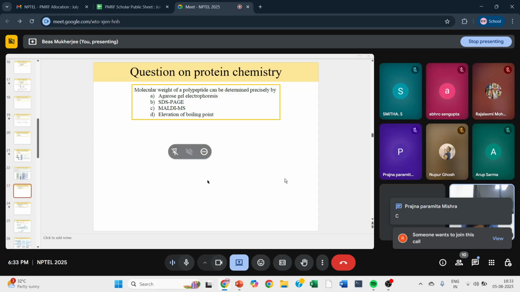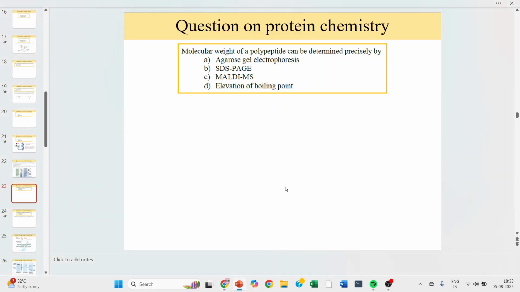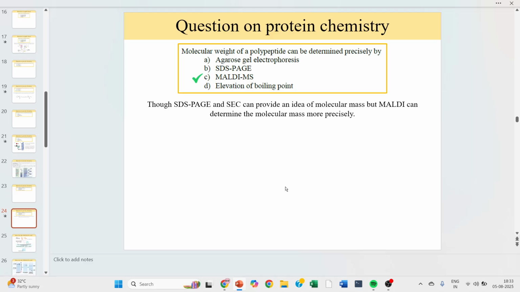So a lot of you will actually ask why even SDS-PAGE can't be used for determining molecular weight, right? But the term precisely tells you that only mass spectrometry is the way you can very precisely know the molecular weight of a polypeptide. You can know the entire amino acid sequence of that polypeptide, right? But from SDS-PAGE, from size exclusion chromatography, you can know the mass, but not the exact definite mass. So it can give an idea about the molecular mass, but it cannot determine the absolute molecular mass.